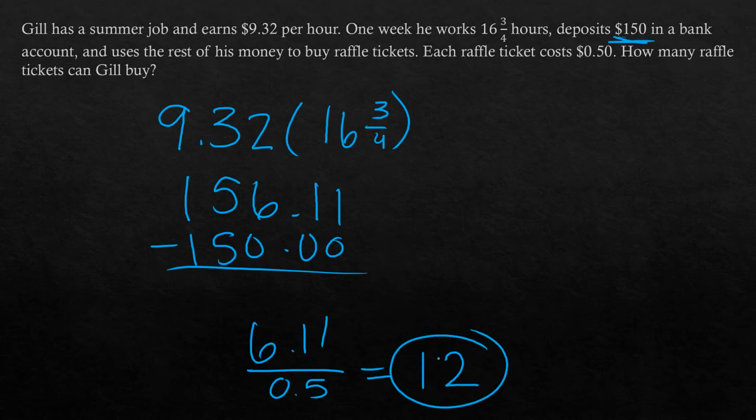Now technically when I divide that I get 12.22. However, you can't buy 0.22 of a ticket, right? You can only buy 12 tickets because you don't have enough to buy a 13th. So he can only buy 12 tickets here.